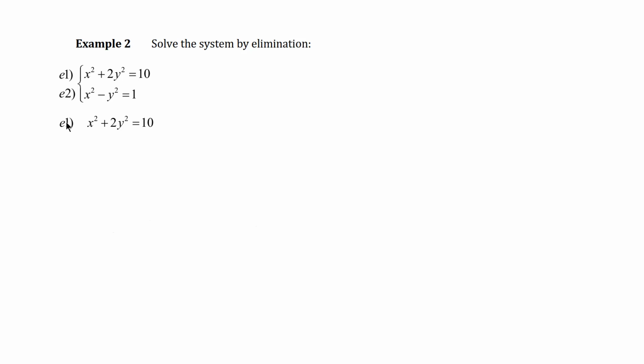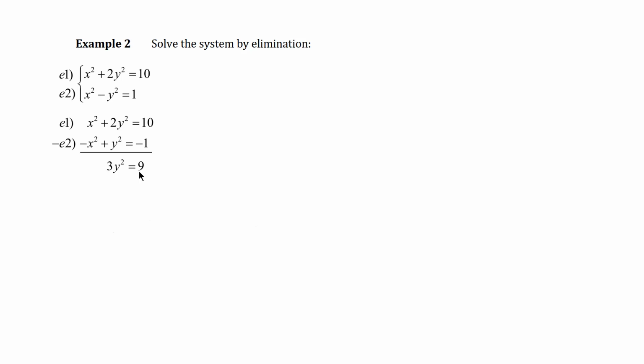From here, we could eliminate the x squared variable by subtracting E2 from E1. So I have E1, which is x squared plus 2y squared equals 10, and then minus E2, which is negative x squared plus y squared equals negative 1. Next, we do the elimination. The x squareds will cancel out. We have 2y squared plus y squared is 3y squared, and 10 minus 1 is 9. The result is 3y squared equals 9.